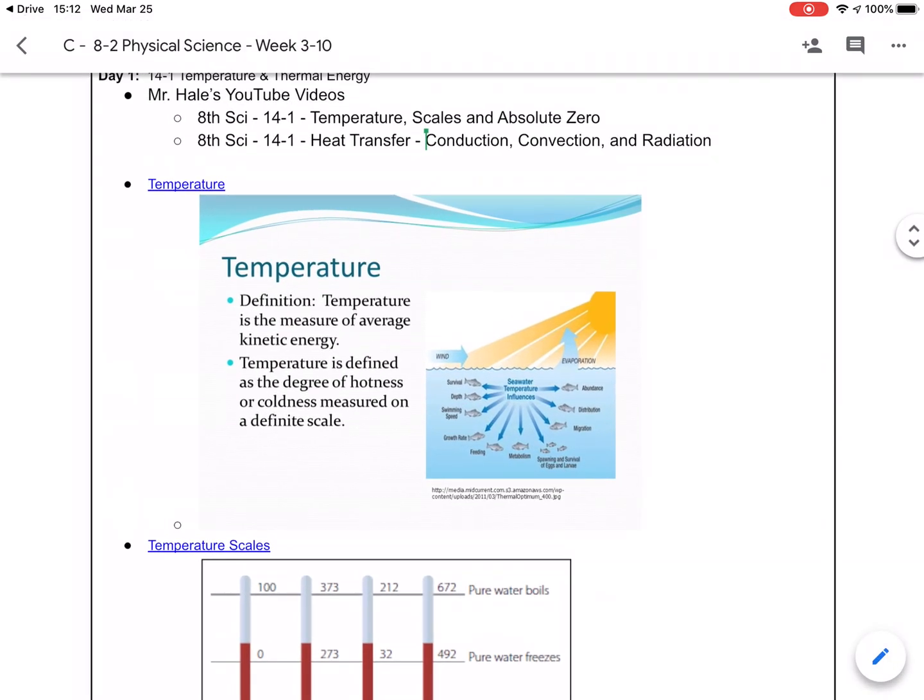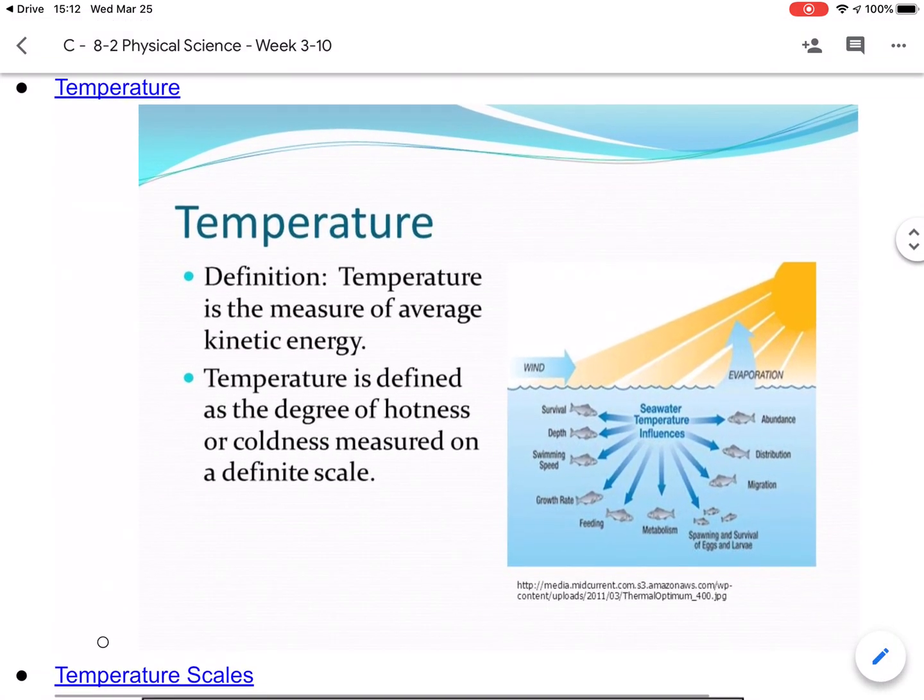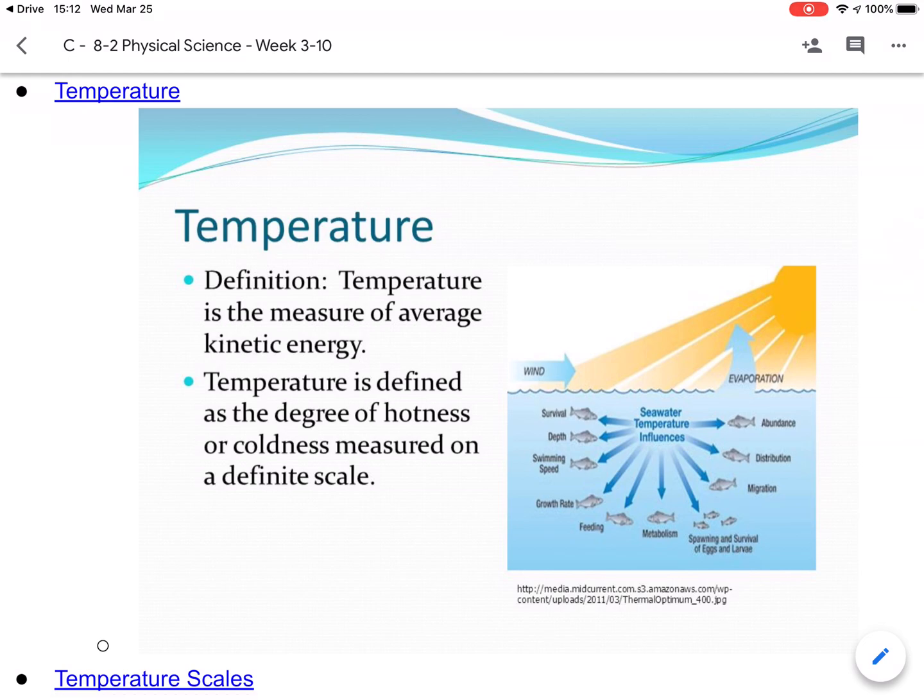So first, let's understand what temperature really is. Temperature, the definition, is the measure of average kinetic energy. Molecules move. Remember, moving molecules means they have kinetic energy. The more energy you have, the more temperature you have. Molecules bouncing around. The hotter something is, the faster that kinetic energy goes. Temperature is defined as a degree of hotness or coldness as measured on a definite scale.